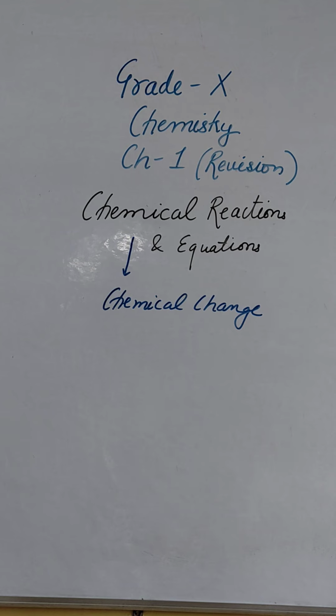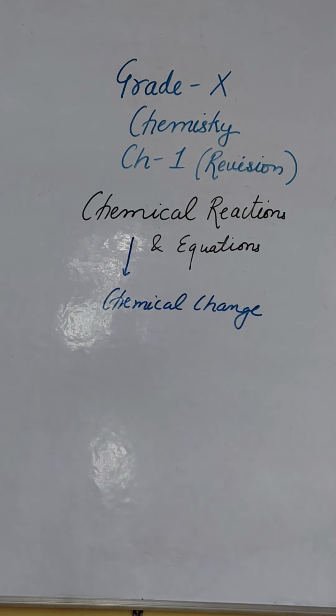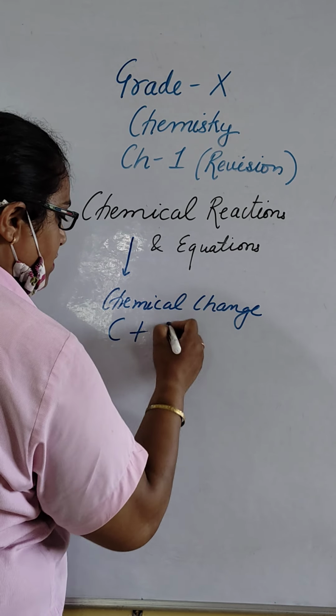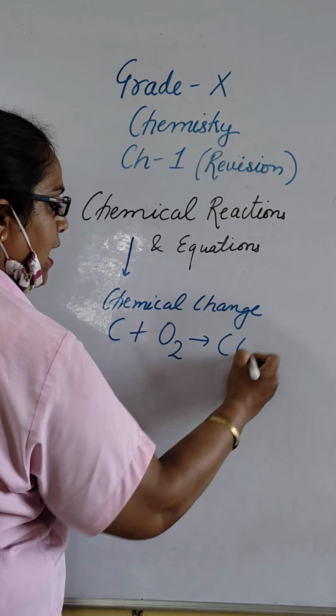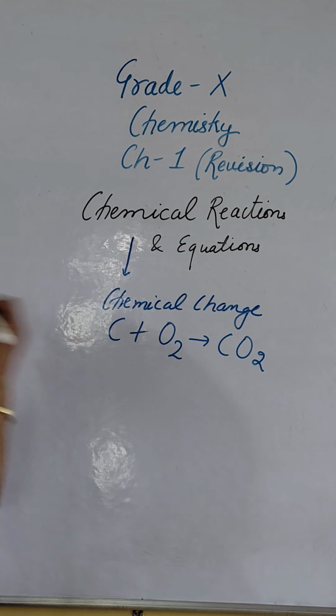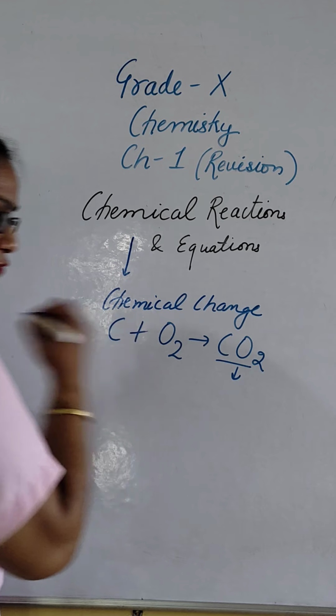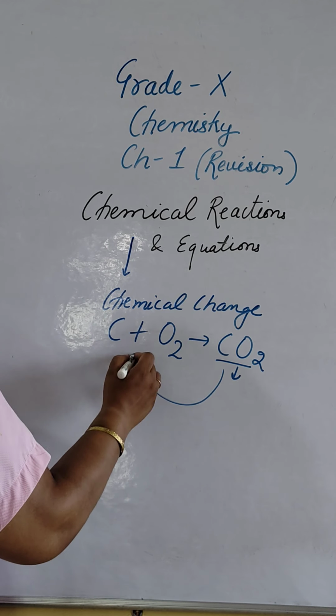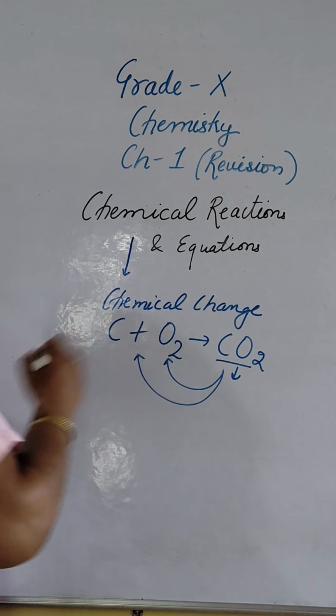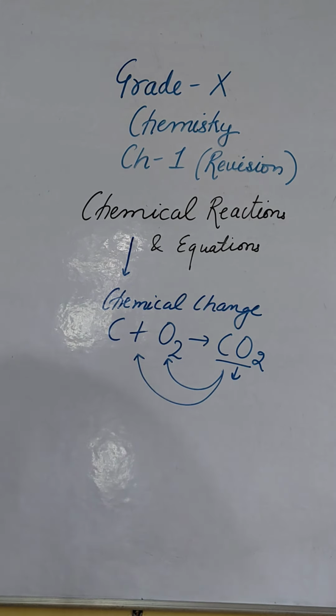Chemical change means something new will form. Suppose I take carbon that reacts with oxygen to produce carbon dioxide. A new product is formed whose properties are entirely different from the reactants, that is, from carbon and oxygen. So a chemical reaction means one which includes chemical change.